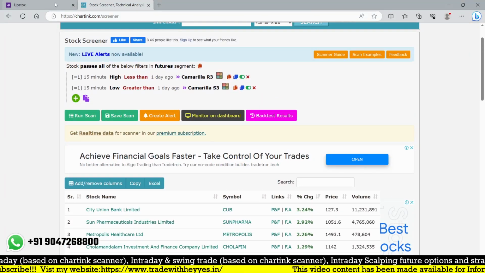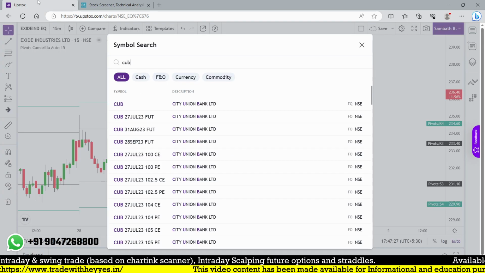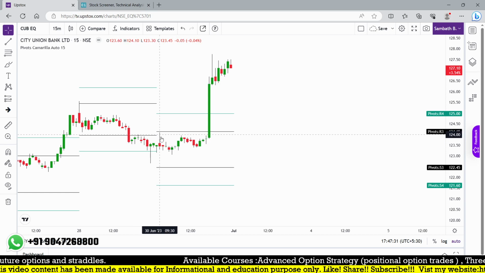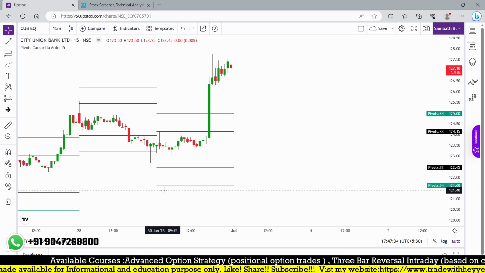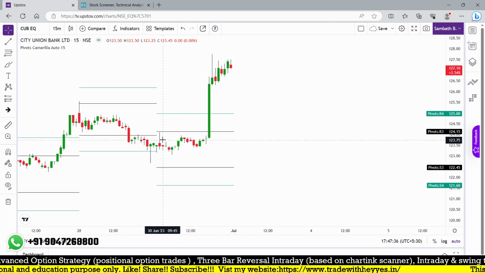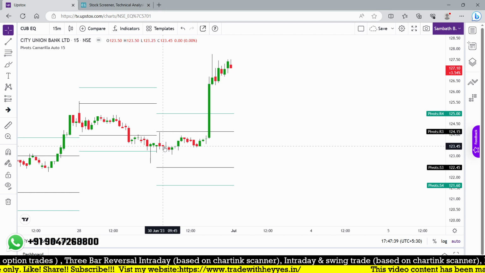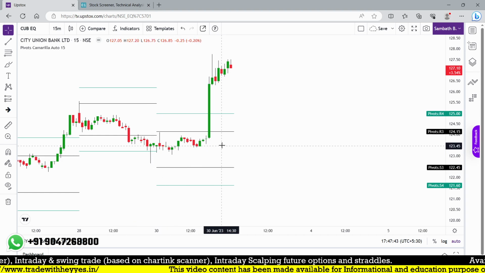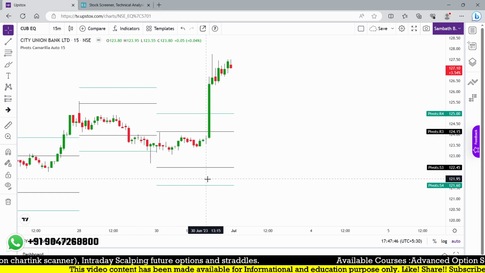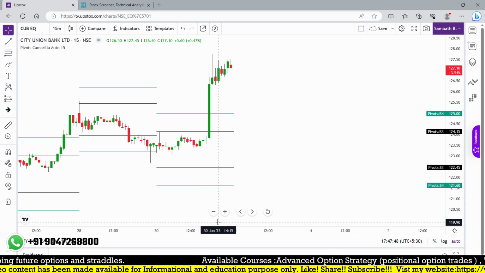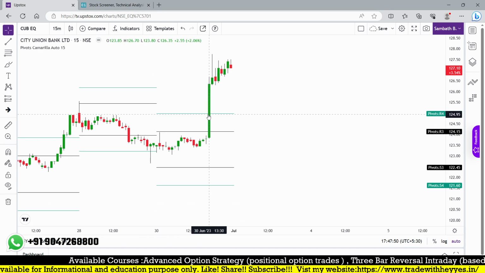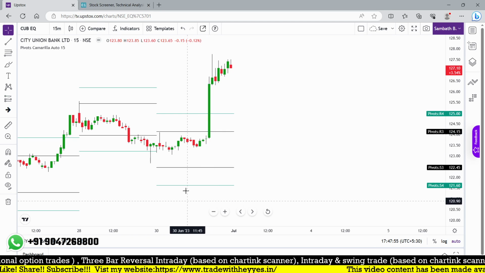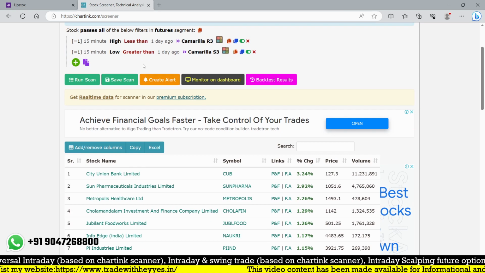City Union Bank and Sun Pharma. Let me go and check City Union Bank. CUB is the one stock, but the trade would be here in between R3 and S3. The first candle should be between R3 and S3. That one we are finding very easily, and we can focus on a breakout of R4 or S4. So that is a simple condition which we can use. And if it breaks above R4, we can expect an upside move, or if it breaks below S4, we can focus on a downside move.